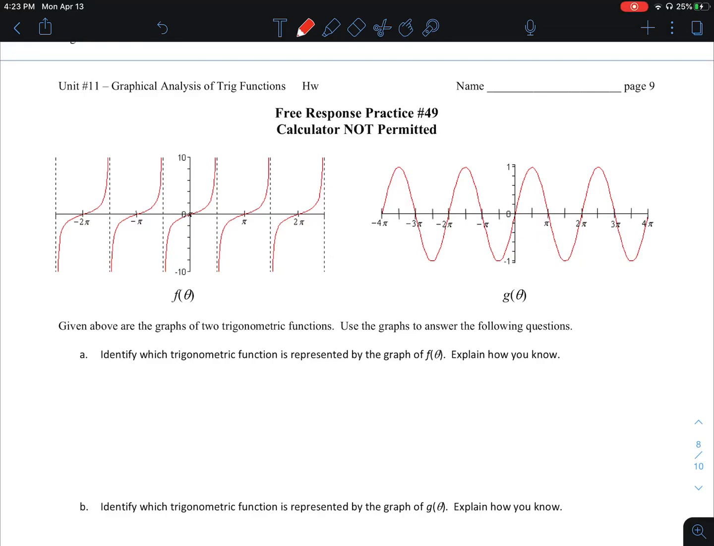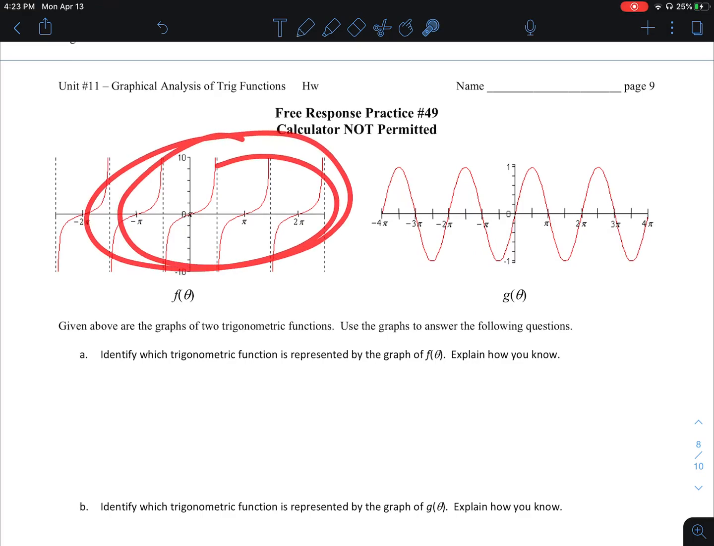PreAP Calculus, looking at free response number 49. This is our final one of pre-calculus. Identify which trig function is represented by the graph of f of theta. Explain how you know.